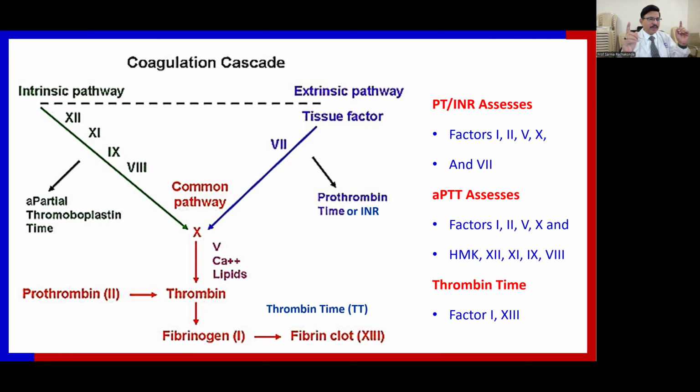Understand? PT INR tests the common pathway and the extrinsic pathway. APTT tests the intrinsic pathway as well as the common pathway. Thrombin time does not test anything about intrinsic and extrinsic. Only tests from 10 down. 10, thrombin and fibrinogen. Did you get it? No.